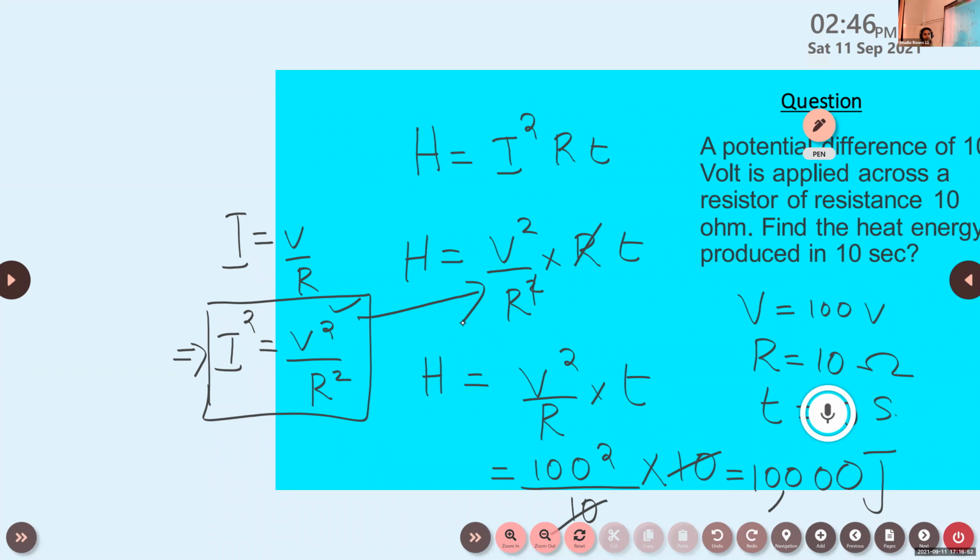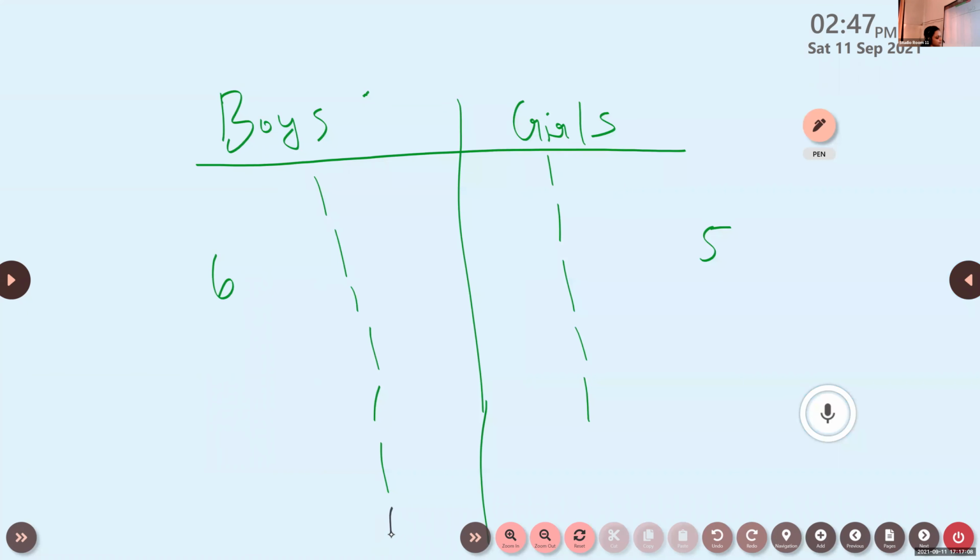So H is equal to V square by R square into RT. Here we can cancel these two R. So it becomes H is equal to V square by R into T. Substitute all the values. So we get 10,000 joules. So the point again goes to the boys team. Don't worry. We have one more problem.